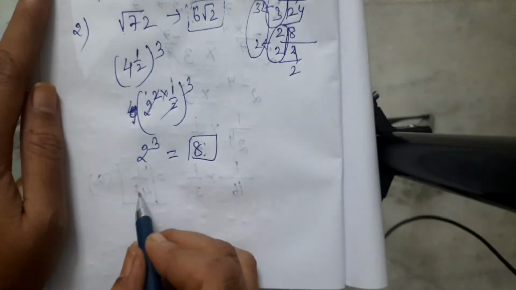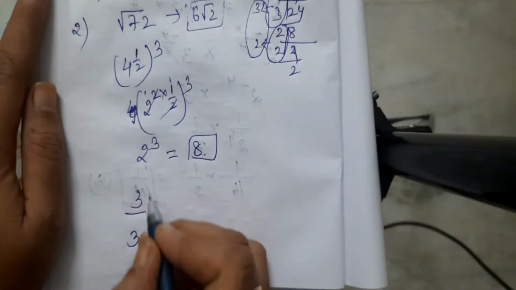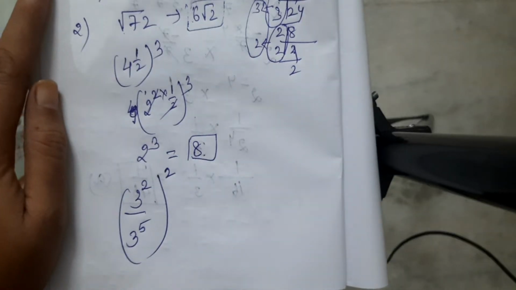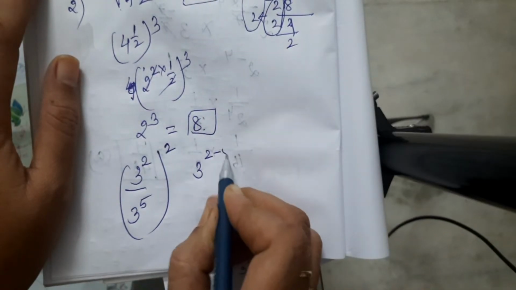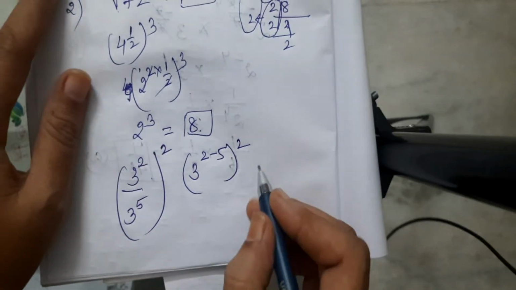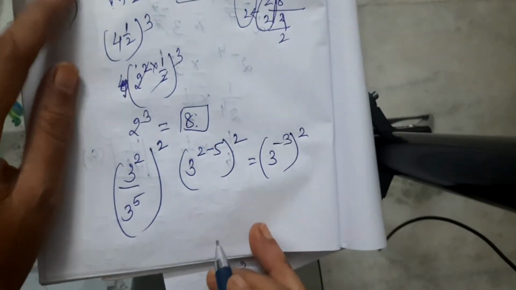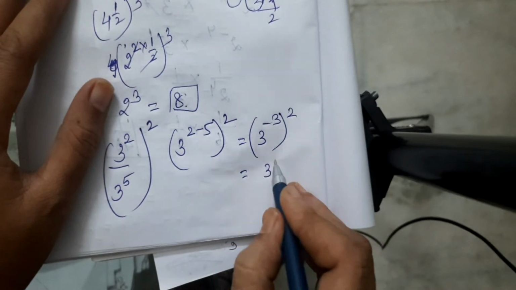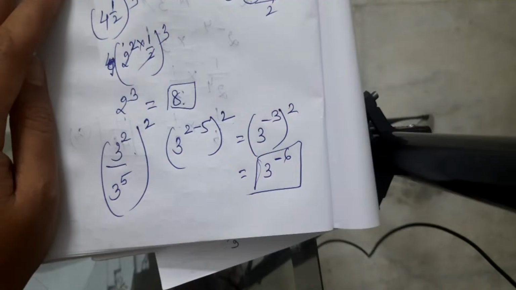Now the next one, the third matrices question is given: 2 upon 3 raised to 2, and raised to 5 whole square is there. So first, the numbers are in division. We are going to subtract it. 3 raised to 2 minus 5 square. This 5 I shifted to the numerator, so it will change sign. Now it is 3 raised to minus 3 whole square. Now 3 raised to minus 3 square, so it will get multiplied. It's 3 raised to minus 6. This option is also there. You can see it in the section there.